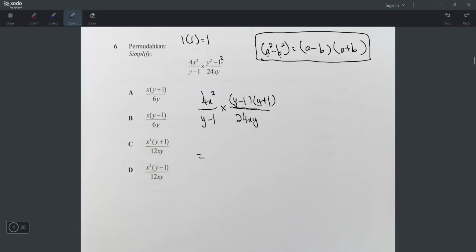Now that you already factorized this, we can take this whole fraction and multiply with this. When you multiply two fractions, you take top times top, bottom times bottom.